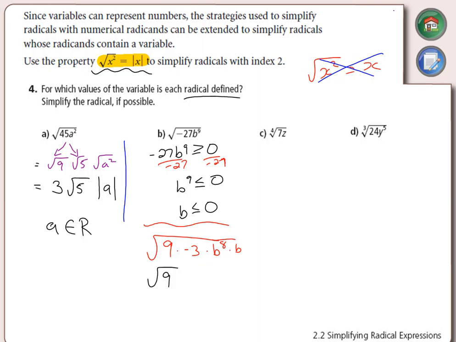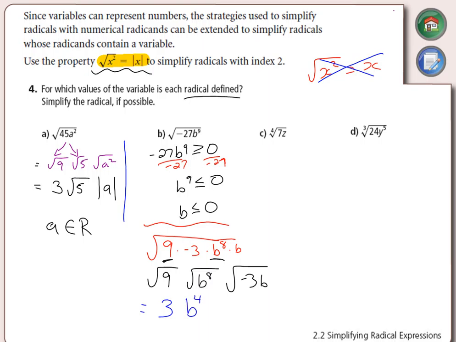Then we've got also the square root of b to the 8. And then we've got the square root of the negative 3 and the b that I can't really do much about. 8 is a perfect square. 9 is a perfect square. The square root of 9 is 3. The square root of b to the 8 is b to the 4.